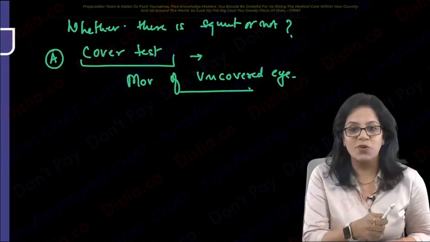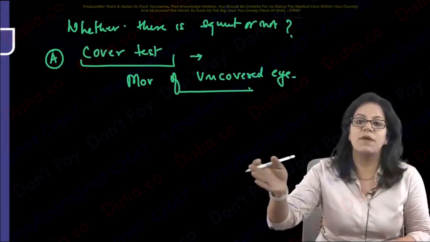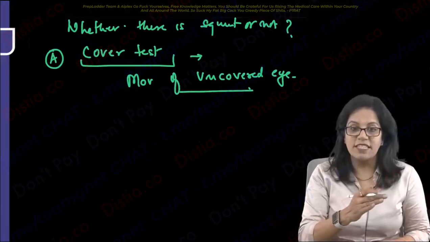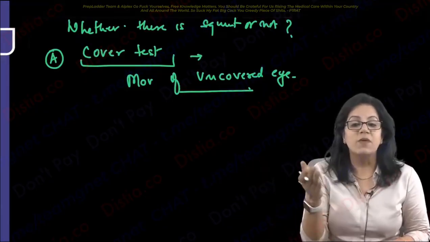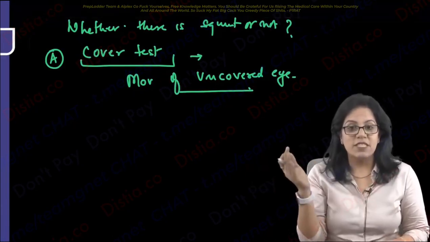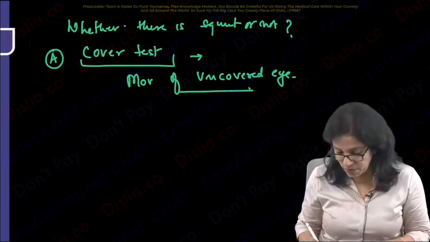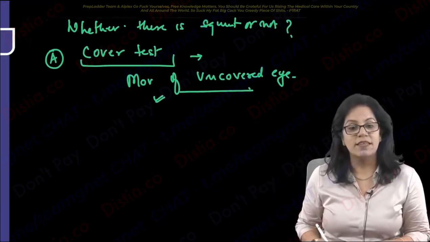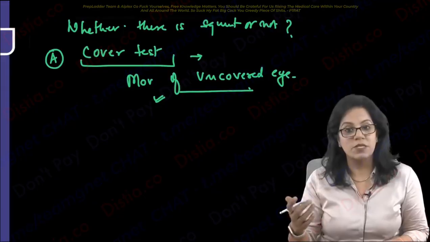If it is esotropia and you have covered, naturally the eye, if it has to take the central fixation, will come out. Right? So if on cover test you see an outward movement, it means the squint was inside, the eye was inside, right? If you see an inward movement, it means the eye was outside, right? So whatever movement you see, the type of squint is opposite. The movement is always opposite to the type of squint.